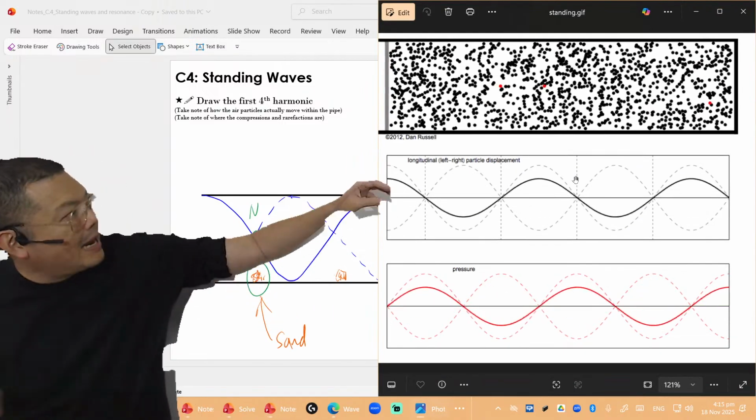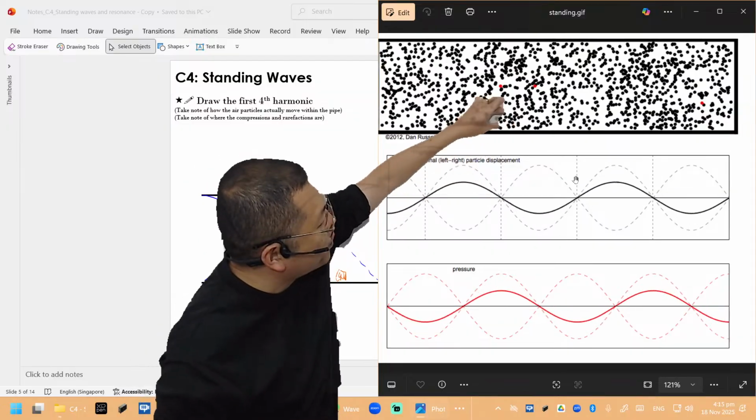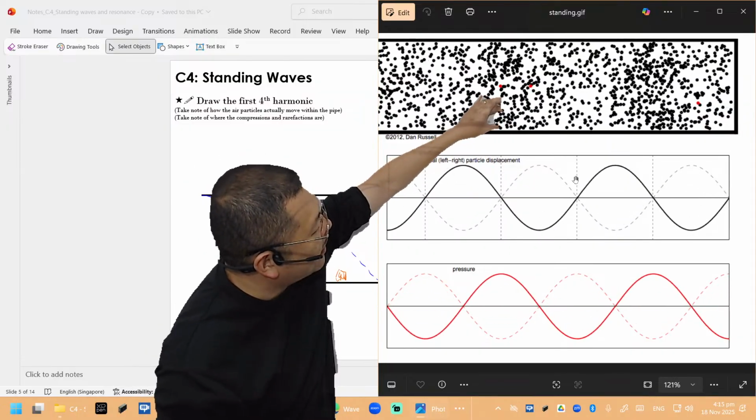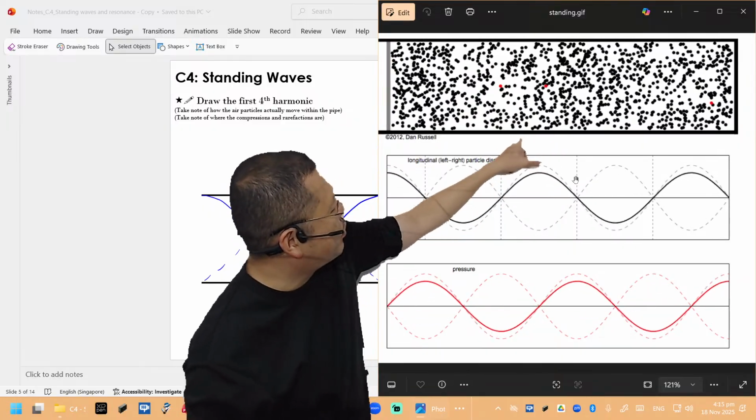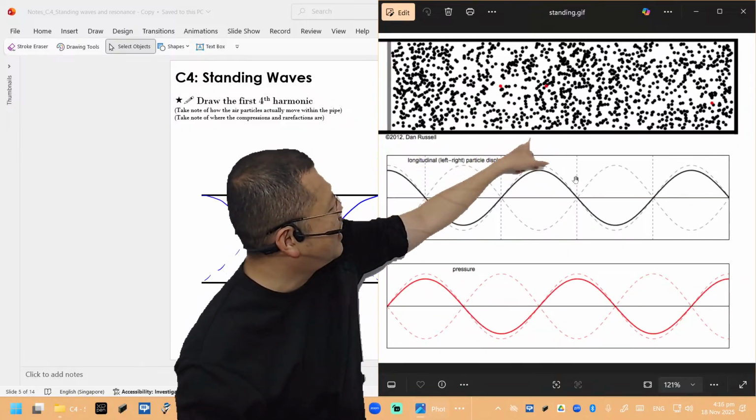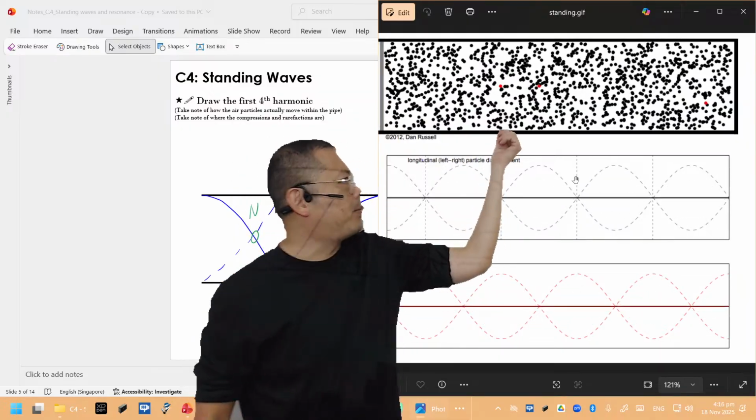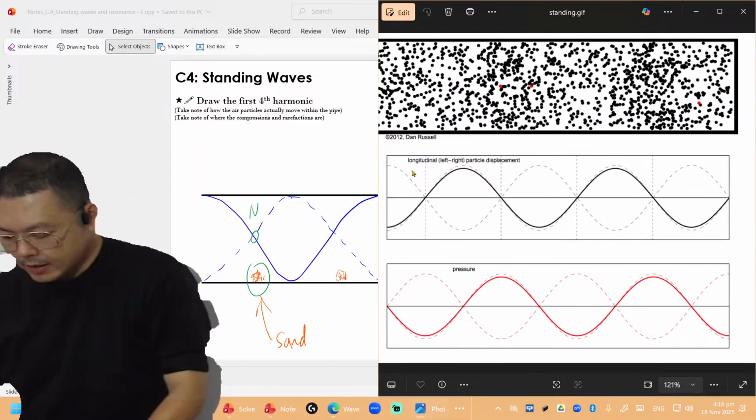So if you put some sand inside the tube here, the sand will just accumulate here. Because if you had some sand here, the air particles would have just pushed the sand side to side like this, until they all accumulate at a certain point. That's a heap of sand there.